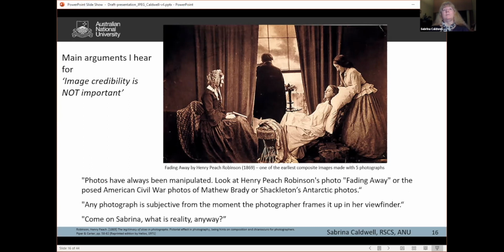The second argument is people choose what they're going to take a photograph of. And so a photograph is subjective from the moment that the photographer frames it. And that is very true. However, still, it is a representation of a real scene, even if what is in the scene has been selected by the photographer. And the last one, my favorite one, is, come on, Sabrina, what is reality anyway?